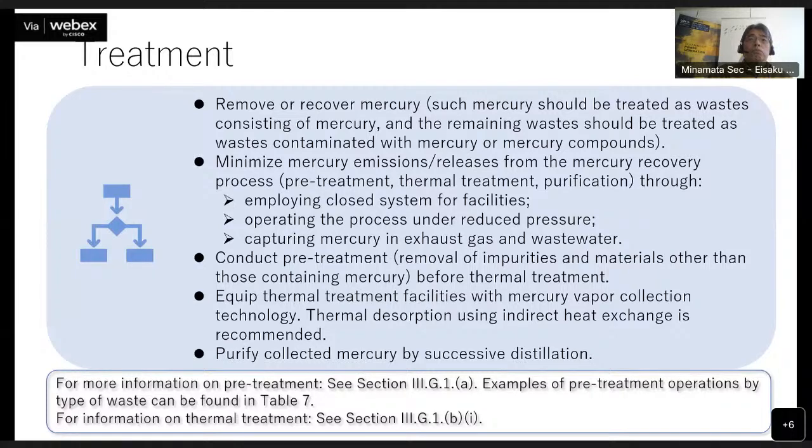Recyclable materials. The mercury recovery process includes pre-treatment, thermal treatment, and purification. It is important to minimize mercury emissions and releases from the mercury recovery process through employing closed system for facilities, operating the process under reduced pressure, and capturing mercury in exhaust gas and wastewater.